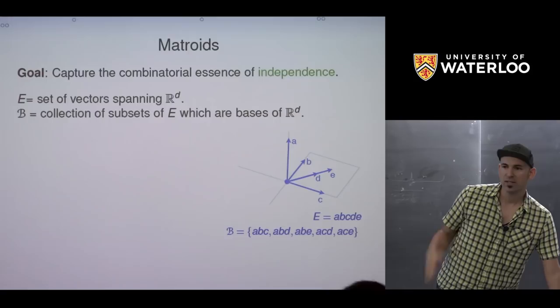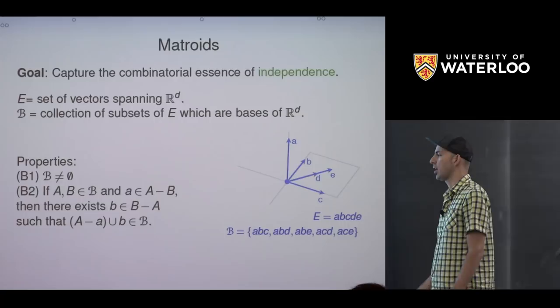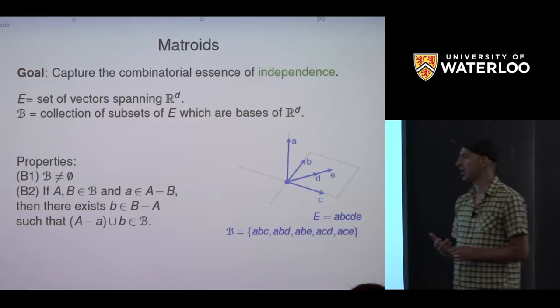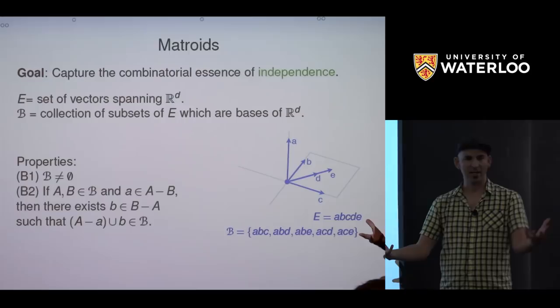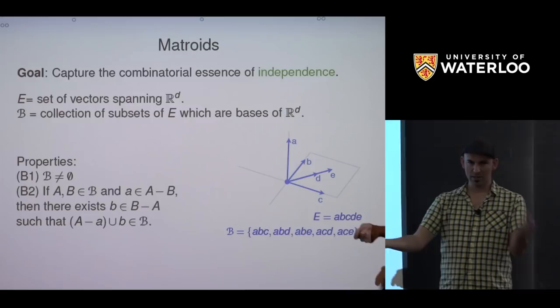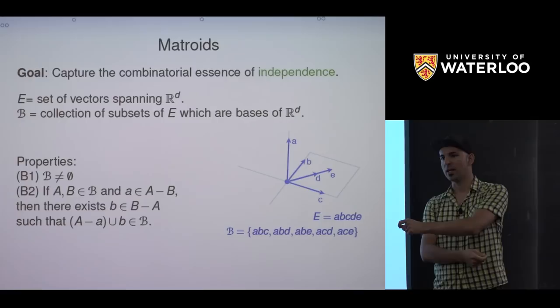Given a set of vectors, you get a matroid. Then you can think about the combinatorics of this collection. There are two key properties. One is that there should be at least one basis. And the main property is this one: if I have a basis A in my right hand and a basis B in my left hand, and if I take an element that is in A and not in B, then I can replace it by an element that is in B and not in A and still get a basis.